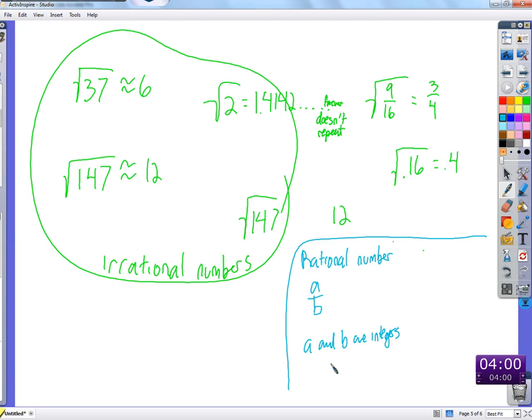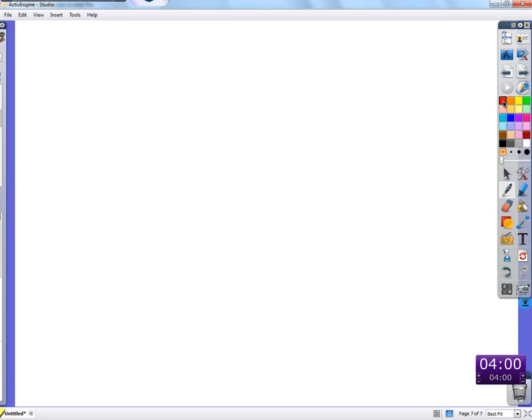So I'm going to throw a practice problem at you. I want you to look at number 4. That's negative square root of 49. See if you can tell me what the negative square root of 49 is. We'll do about 10 seconds. Okay. 3, 2, 1.